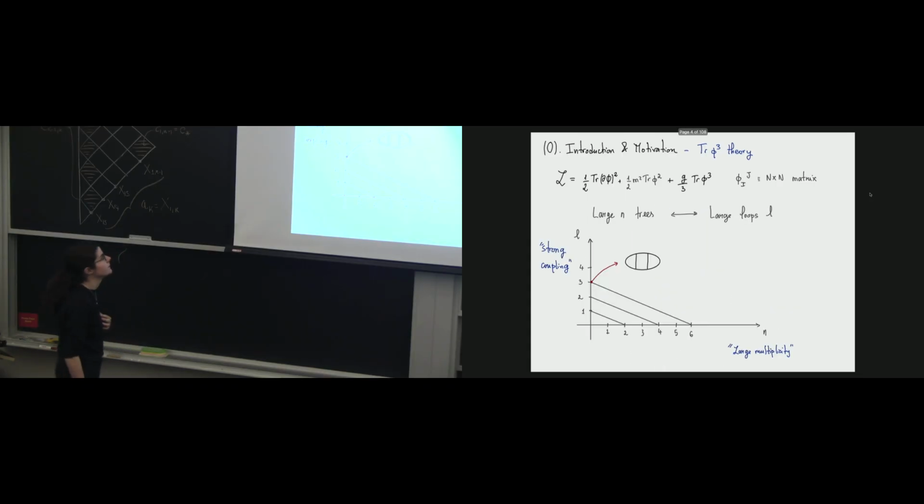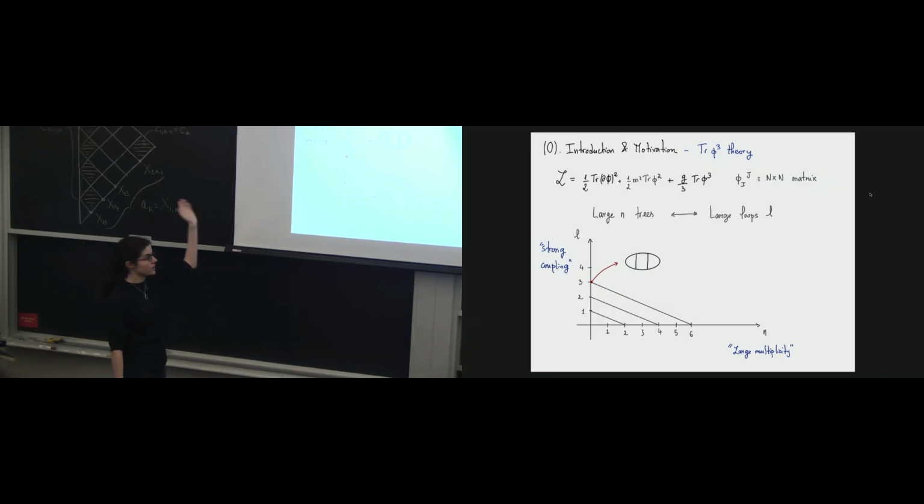In general, when we describe amplitudes perturbatively, there are two integers that play a role. One of them is the loop number, the other one is the number of particles. And of course, the physics of large loops is interesting as it's related to what happens at strong coupling.